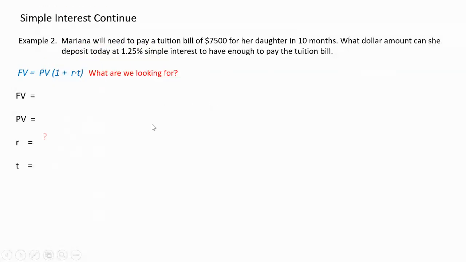So in this case, we're looking for the present value, because it says what dollar amount can she deposit today? Today means the present value. So the future value will be 7,500.